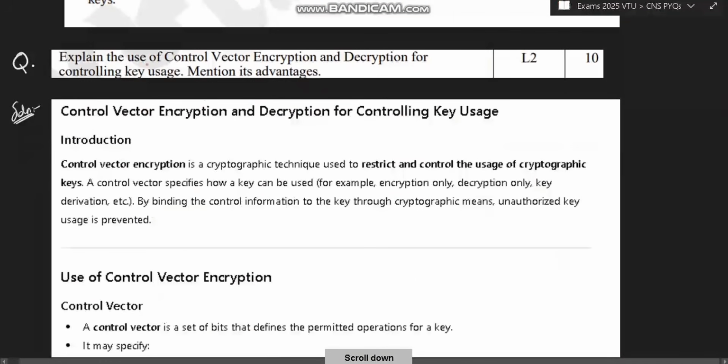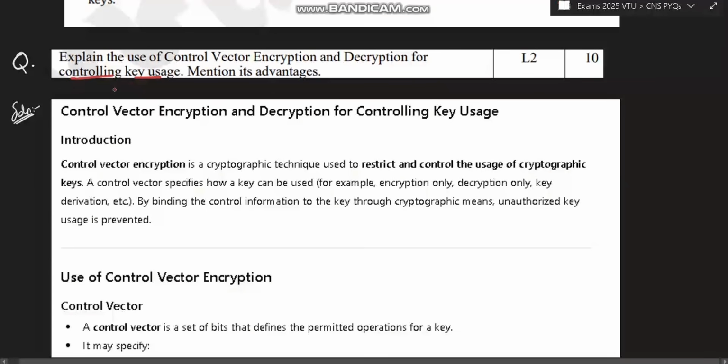Okay, next, explain the use of control vector encryption and decryption for controlling key usage. Now, see, keys are sent to everyone. Everyone has their own keys they can use. But if someone is trying to use it more than what is required, that would be suspicious, because there are people who could be a spy, right? They could be acting as if they are in our team, but they are from the hackers' team. So if they are trying to use it more than what is required, that would be a key point that they might be a hacker.